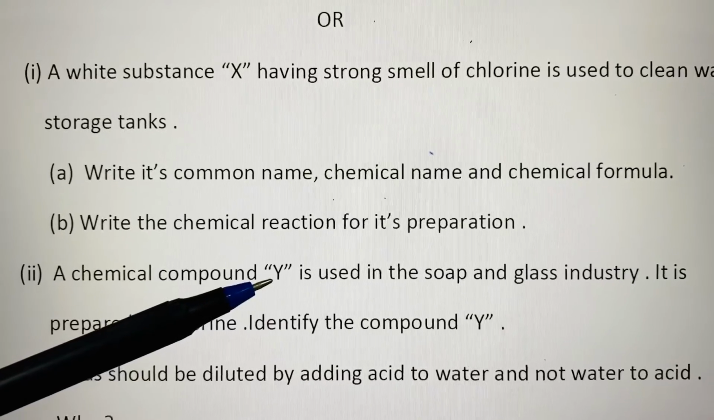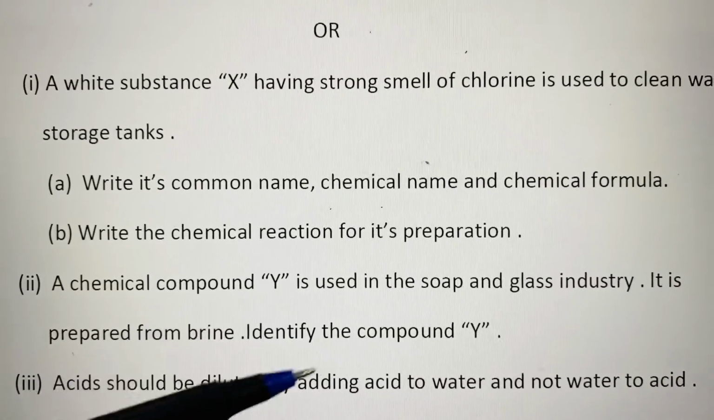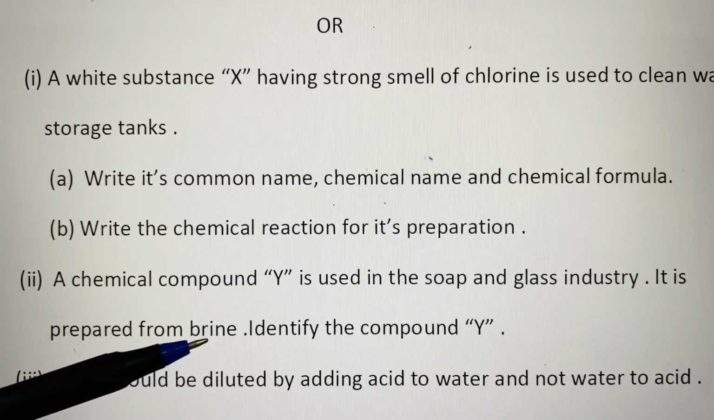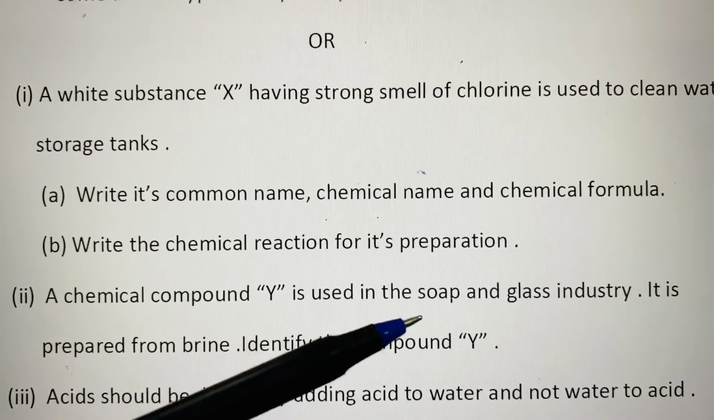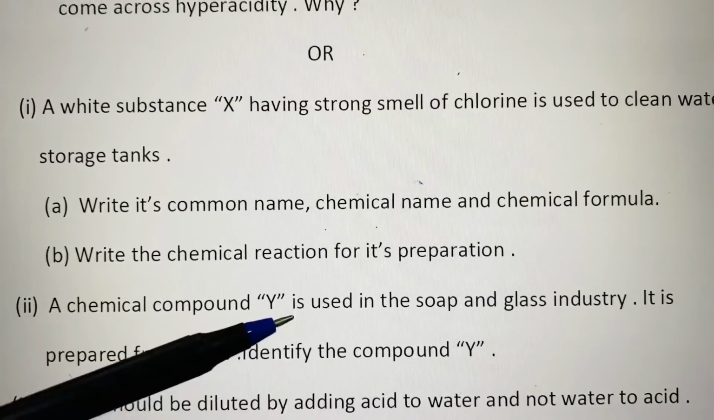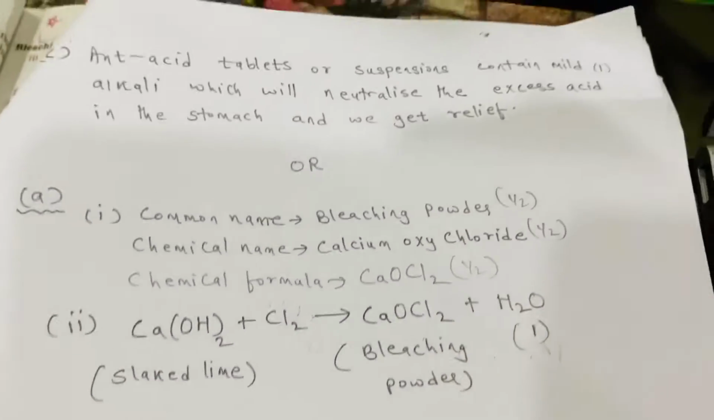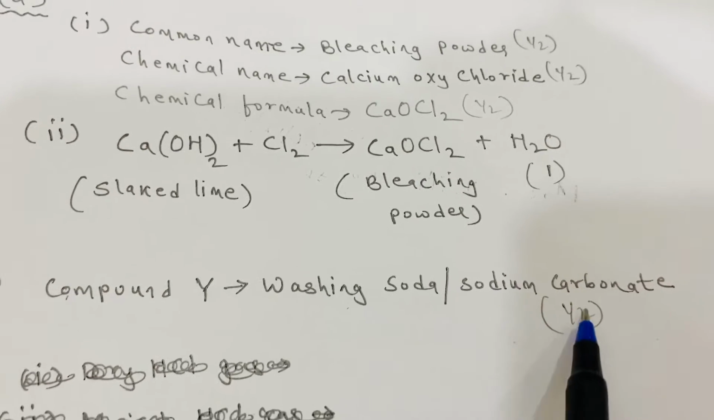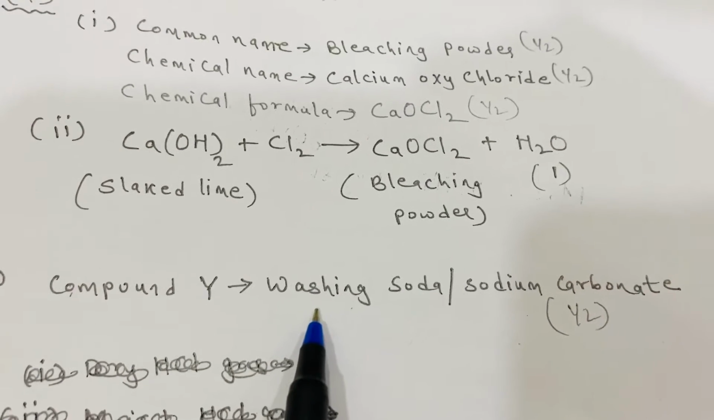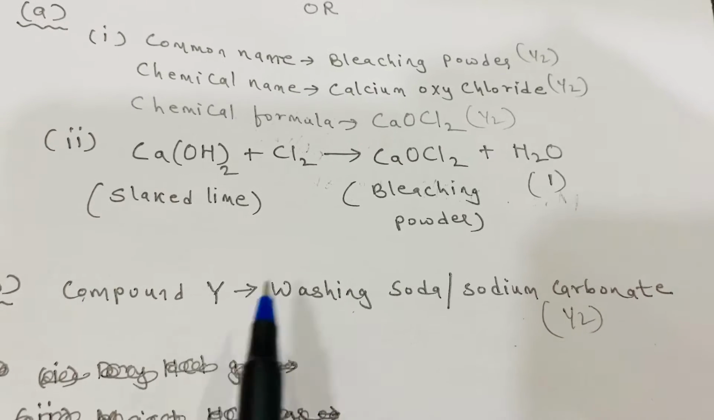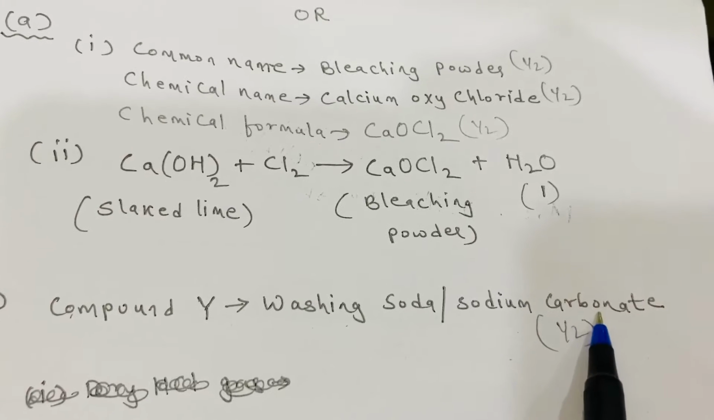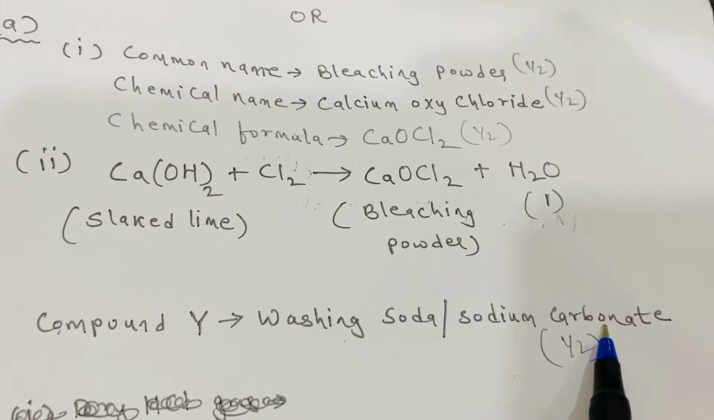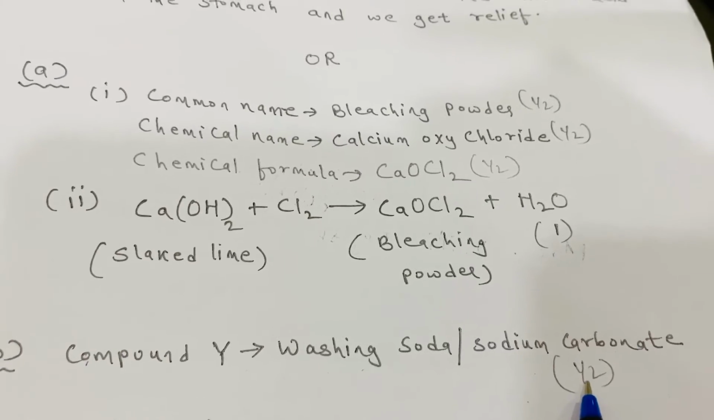It is sodium carbonate. Sodium carbonate is also prepared from brine, that is saturated solution of sodium chloride, and it is used in the soap and glass industry. So the correct option is sodium carbonate, and its name is washing soda. So chemical compound Y is washing soda or sodium carbonate. Sodium carbonate is used in the soap industry as well as glass industry. So the correct answer carries half mark.